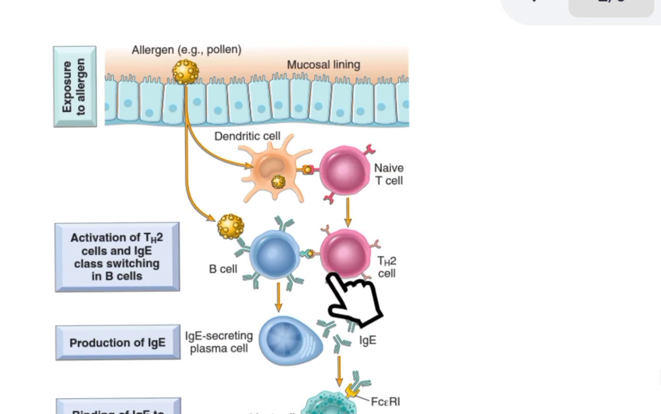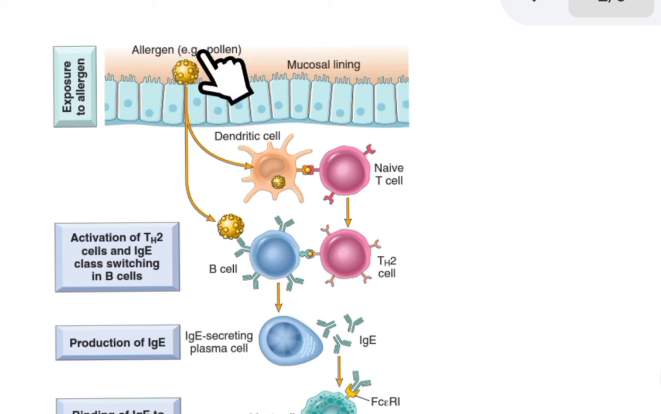Once they become T helper 2 cells, as we can see in this picture, we have got the mucosal lining. This mucosal lining can either be part of the respiratory tract or the GIT. We can also see that we have got these epithelial cells that are part of the mucosal lining. And we have also got an antigen. In this case, our antigen is the pollen. An antigen that is known to cause an allergic reaction is called an allergen.